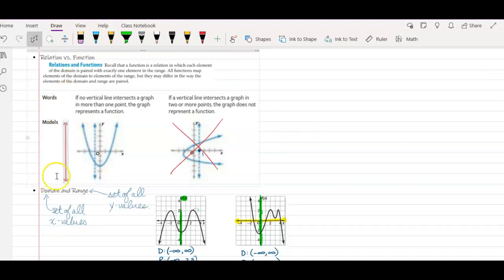There we go. Got my entire line graph. And now I drag it across. As I pass this line across the graph, it only touches the graph one time. Therefore, that is a function. Over here, it passes twice, twice, twice, twice, twice, twice, so that is not a function.